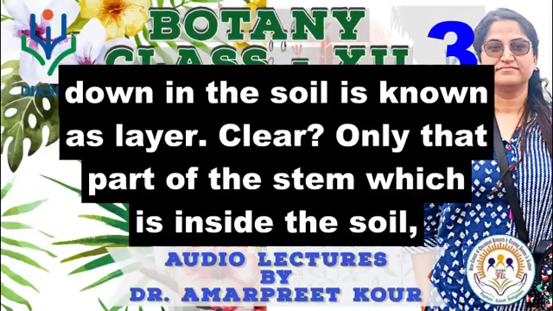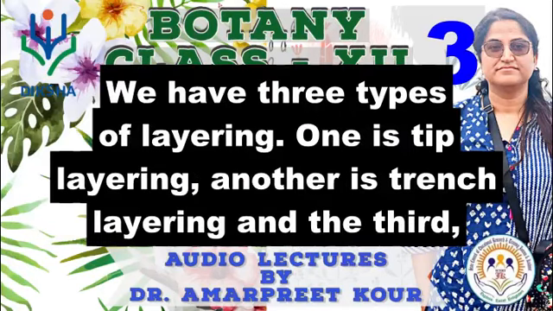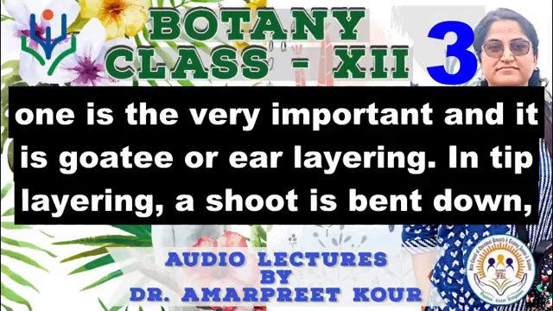Only that part of the stem which is inside the soil is known as layer. Later on, when the roots develop, the layer is separated and planted. We have three types of layering. One is tip layering, another is trench layering, and the third one, which is very important, is gootee or air layering.